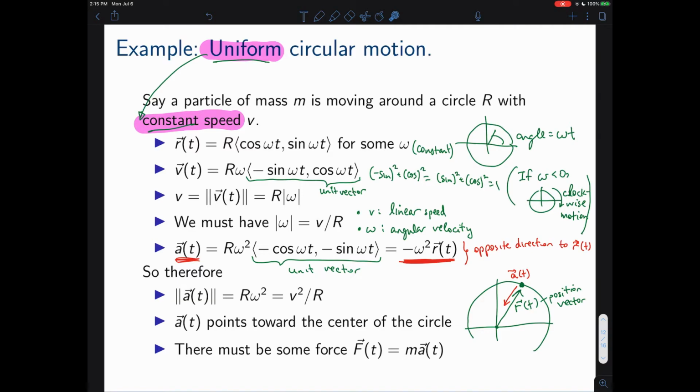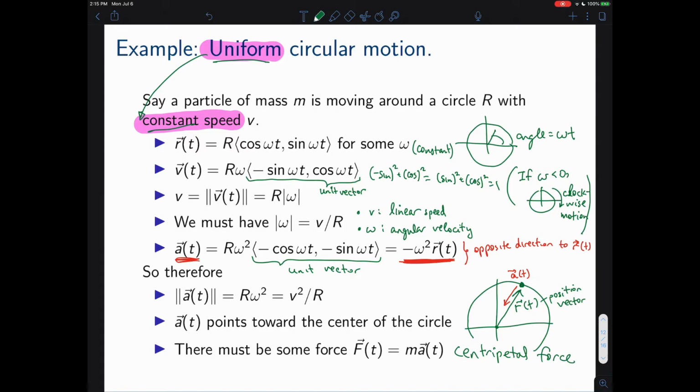One upshot of this is that in order to have this kind of acceleration, there must be some kind of force given by Newton's second law. Whatever force it is, it must be the mass times this acceleration that we found. So there must be some force pointing in towards the center of the circle. Do you know from physics the name of a force that pulls an object towards the center of a circle? That would be the centripetal force, or a centripetal force.